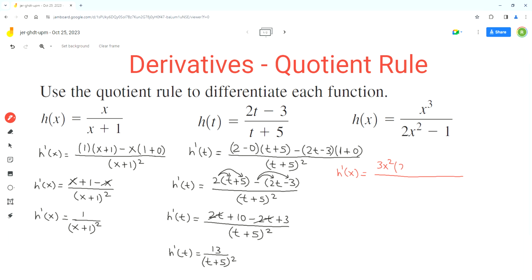equals, so the derivative of x cubed is 3x squared, times the denominator expression, and then minus the numerator expression times the derivative of the denominator, which will be 4x minus 0, over the square of the denominator.